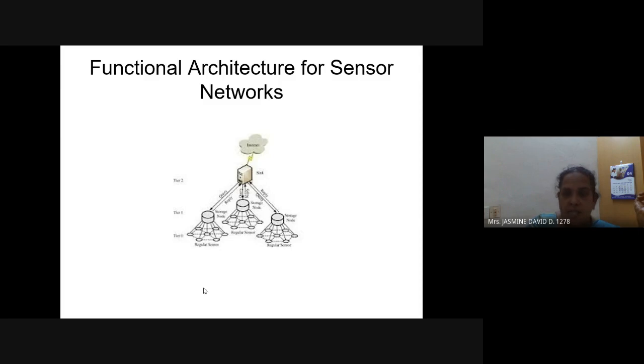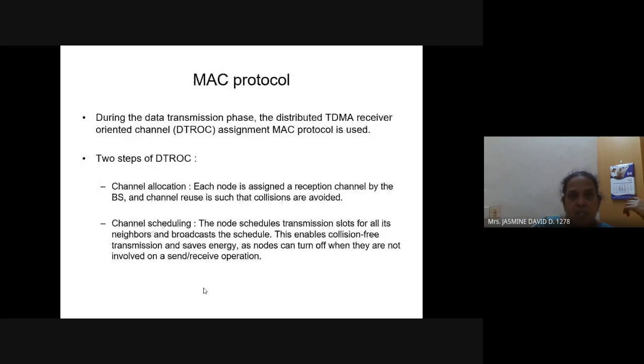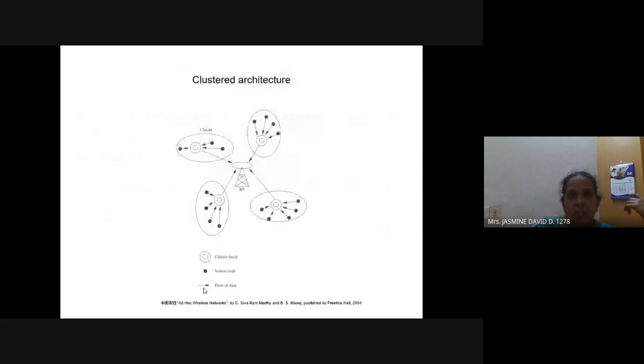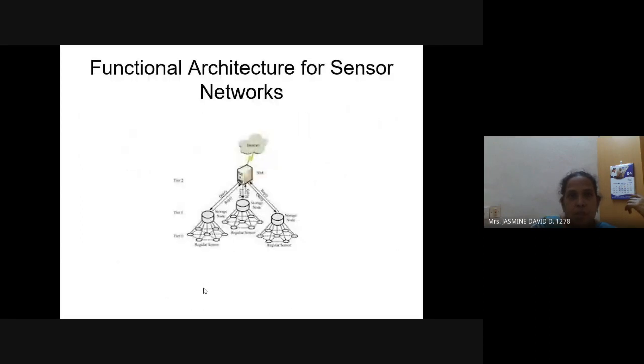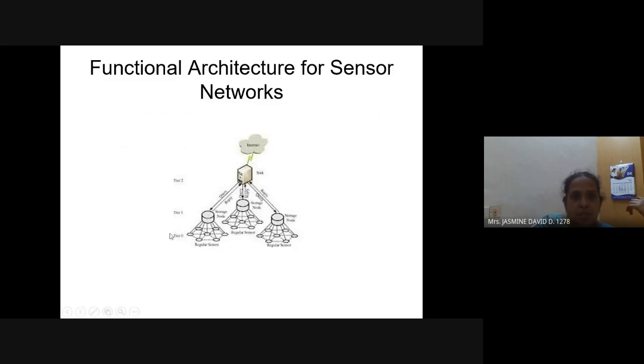So in the last class, we discussed the architecture, that is the layered architecture and cluster architecture, and we have seen the algorithms also. Already I told you that the functional architecture is tier type: tier 0, tier 1 and tier 2, then the internet.